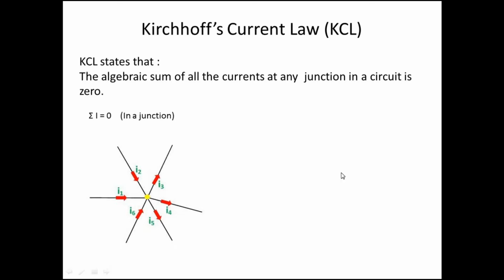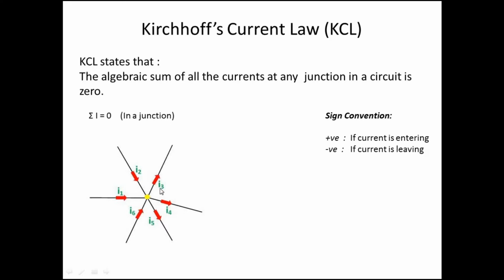According to the sign convention, we take the current as positive if the current is entering the junction, and the current is taken as negative if the current is leaving the junction. So here I1, I2, I6 are entering the junction, so they are taken as positive, and I3, I4, I5 are leaving the junction, so they are taken as negative.